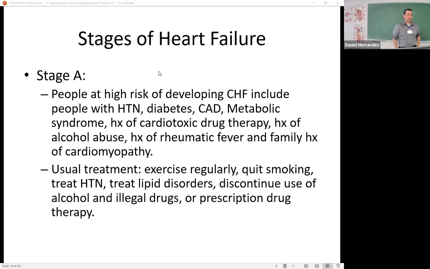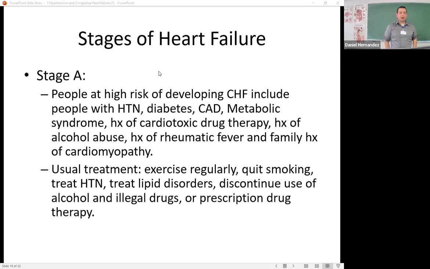history of any sort of cardiotoxic drug therapies. So maybe they've undergone some sort of radiation therapy for lung cancer or something like that, or history of alcohol abuse, or maybe a history of rheumatic fever, family history of cardiomyopathy. So these are your high-risk patients for developing congestive heart failure. So they don't actually have congestive heart failure at this point.